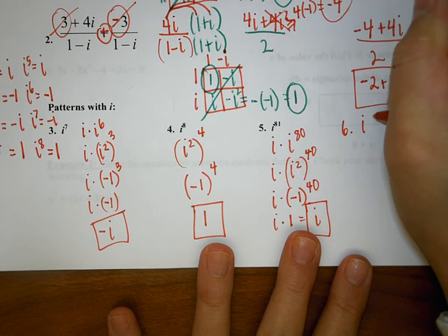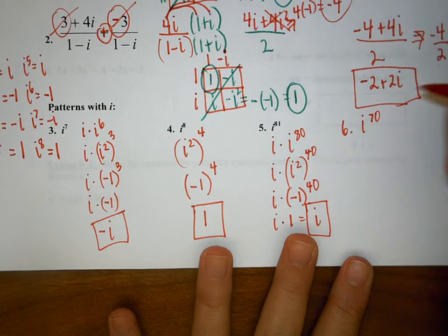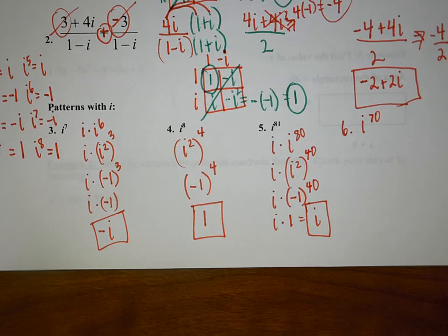I to the 70th power, or exponent. I think that's going to be 1. You're right. It's going to be 1 or negative 1 because it's an even exponent. Is it 1?